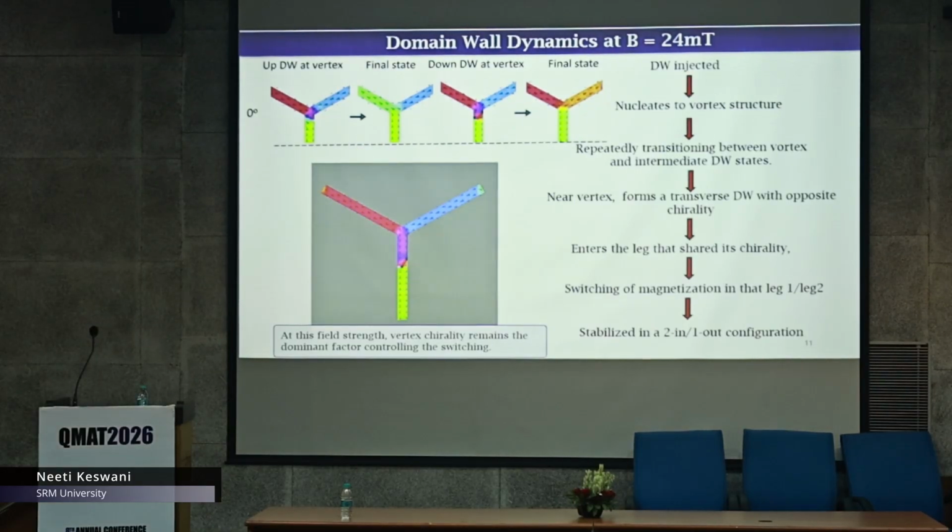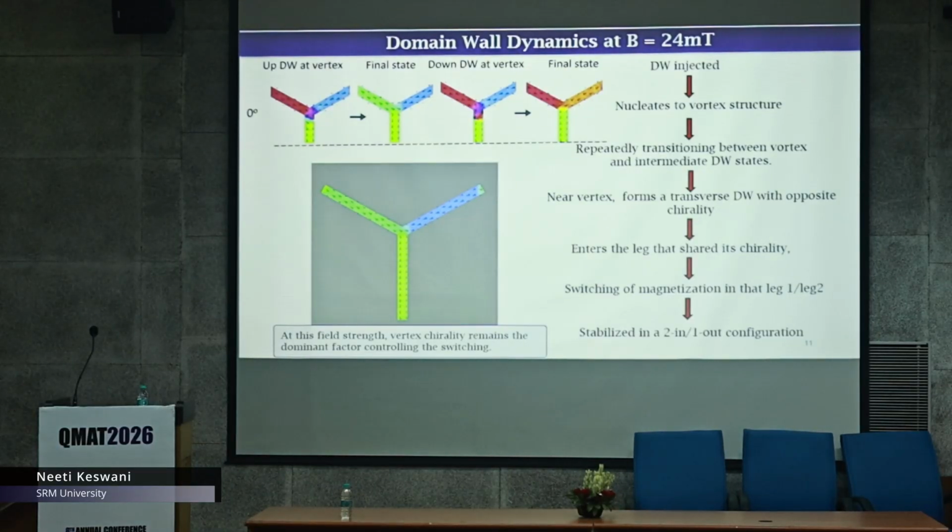Okay, and finally, near the vortex, we see that the domain wall chirality has changed. It enters leg 2, and finally it is causing switching of leg 2. Now, depending on whether I have up or down, I see switching. When you had your magnetization on the left side, your left leg, that is leg 1, is switching. If you had your magnetization in the right direction, it's your leg 2 that switched.